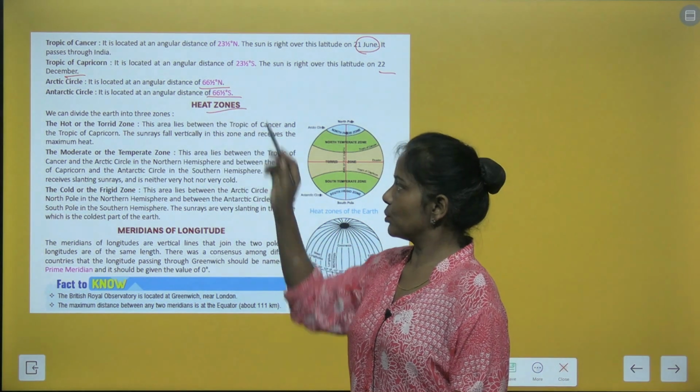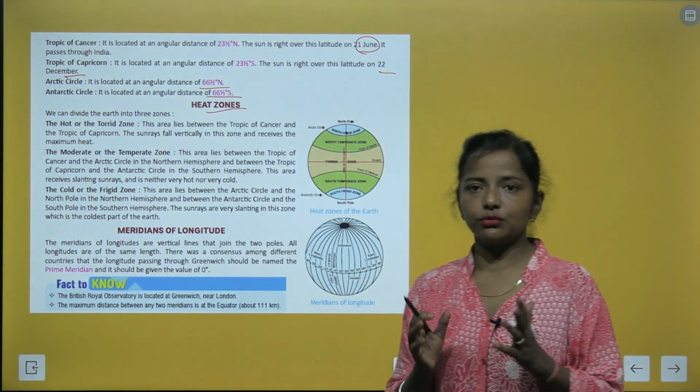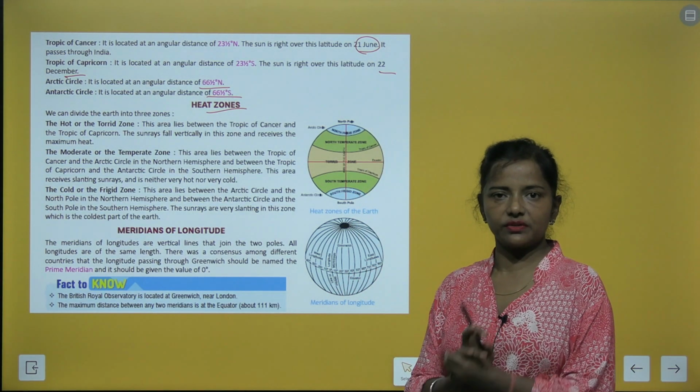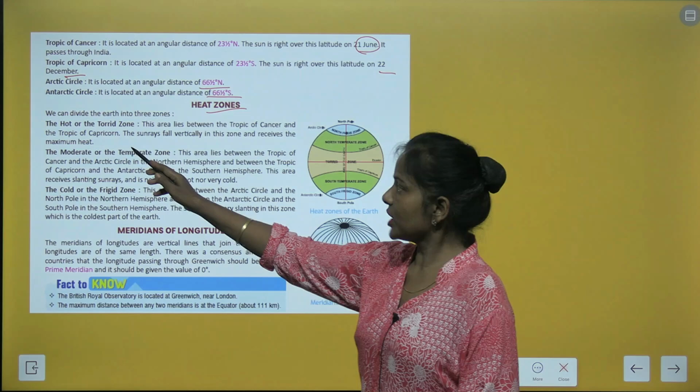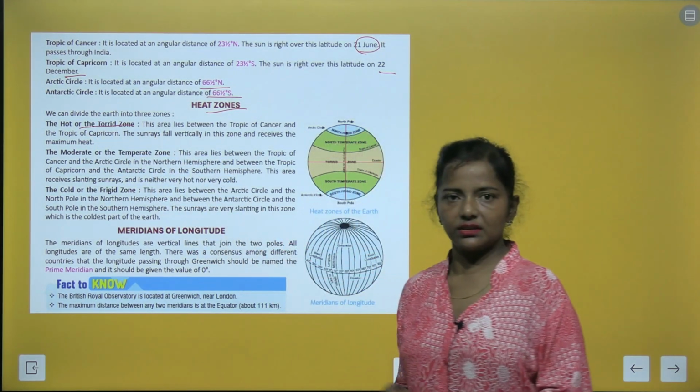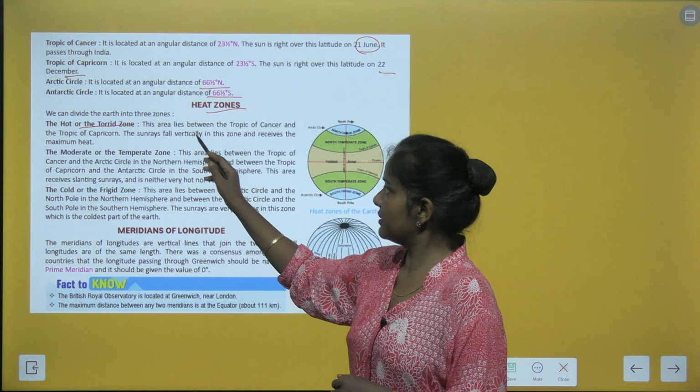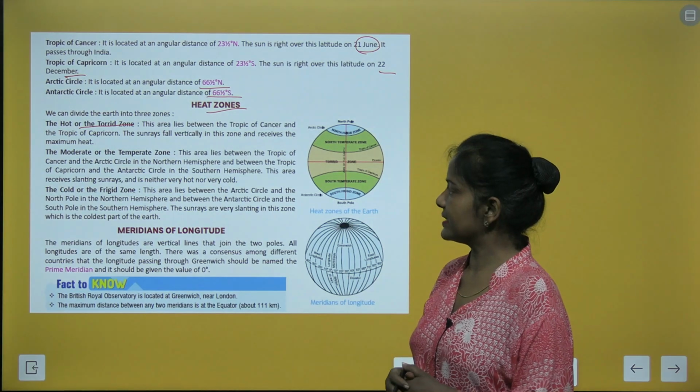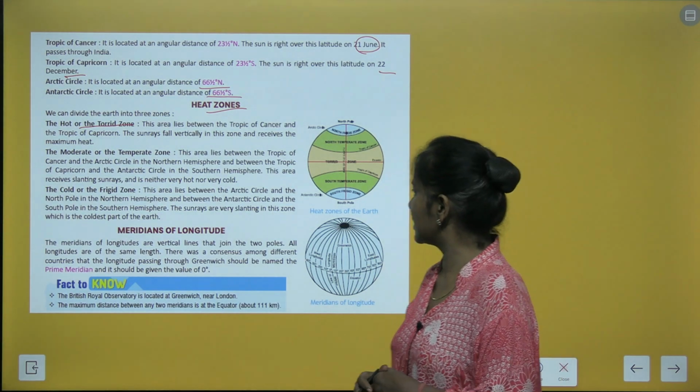Now comes the heat zones. We can divide the earth into three zones. The earth है उसको तीन zones में divide किया जाता है. The hot or the torrid zone. Hot या torrid zone. This area lies between the Tropic of Cancer and Tropic of Capricorn.